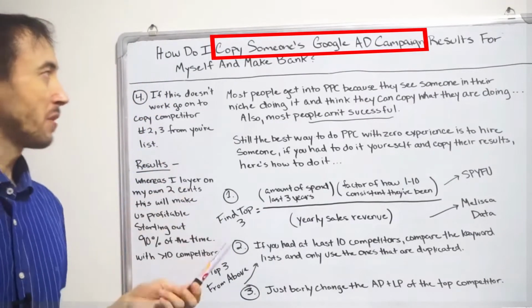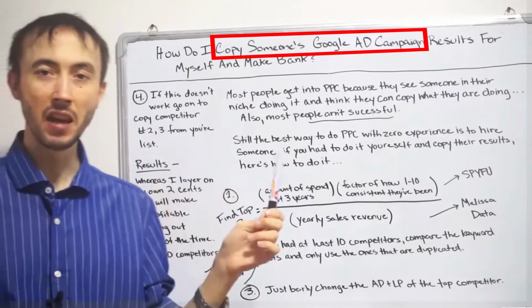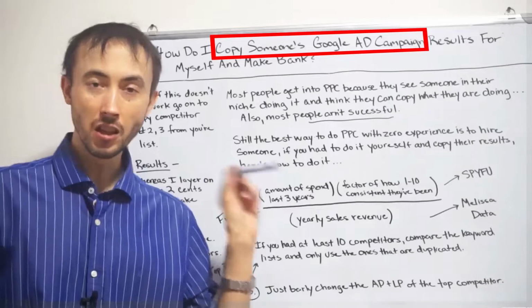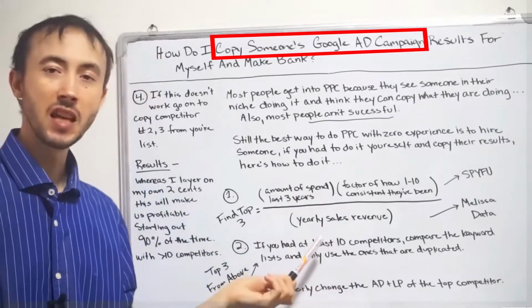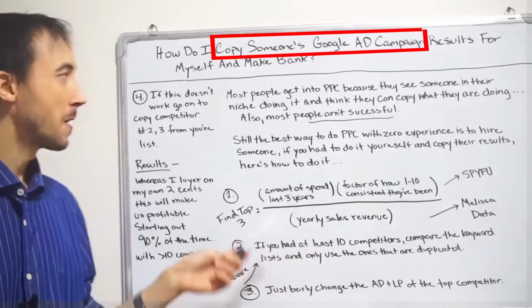So how do I copy someone else's Google ad campaign results for myself and make bank? It will be described in this video, how to do it step by step using my proven formula that I use for our campaigns here. So let's get into it.